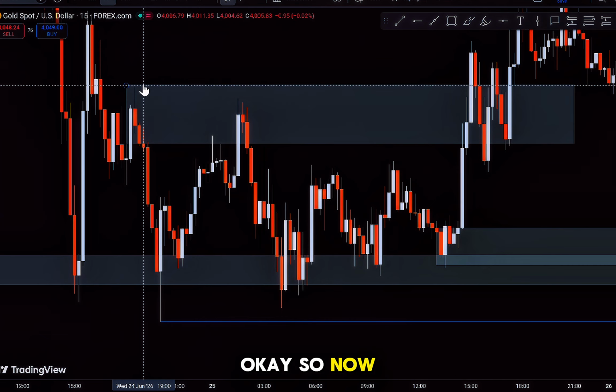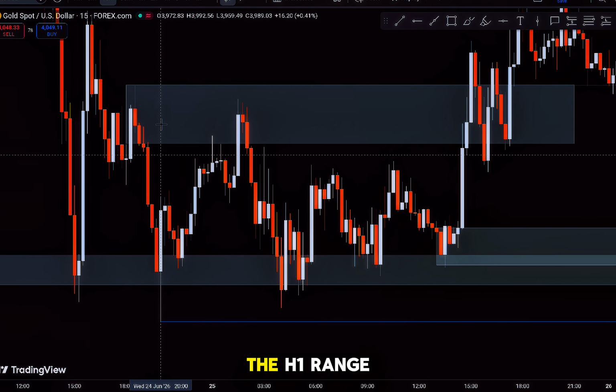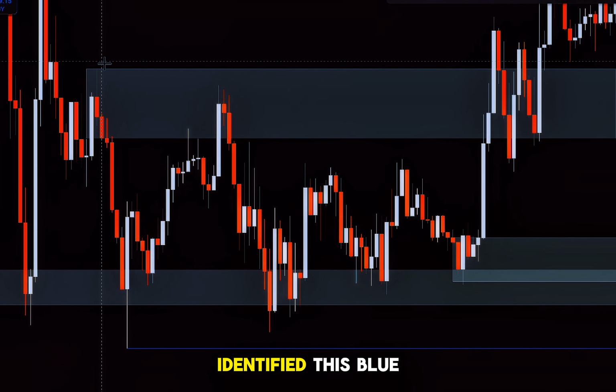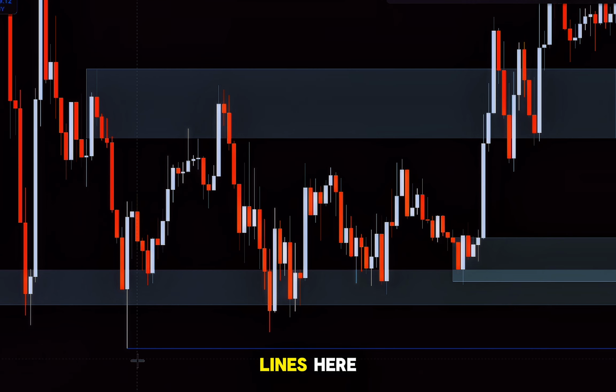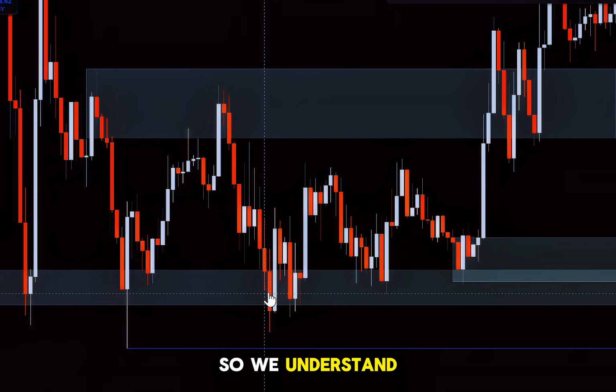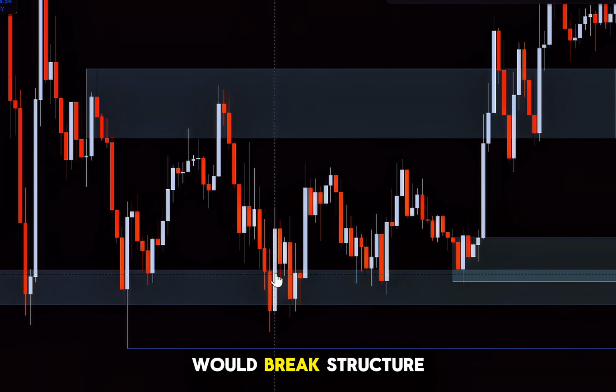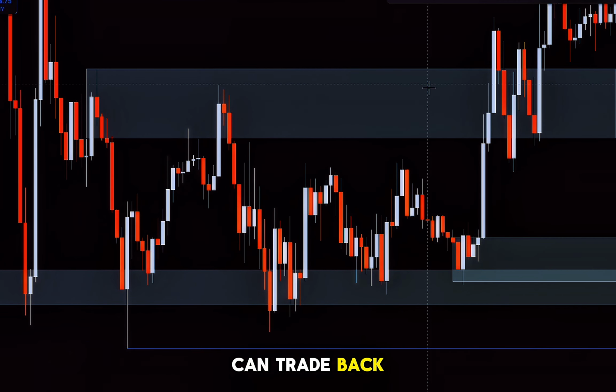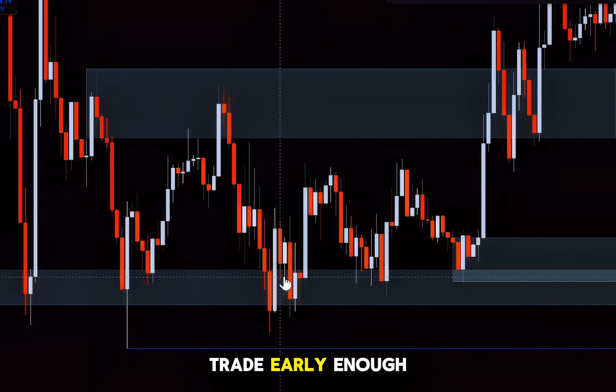Okay, so now we are within the H1 range, which we have identified. These blue lines here, we did it in H1. Now we come back to M15 here. So we can see now we have price to move all the way up to H1 because it's trading from H1 to H1. So we understand that M15 here would break structure so that we can trade back to the H1 zone. So we can use that to get inside the trade early enough.